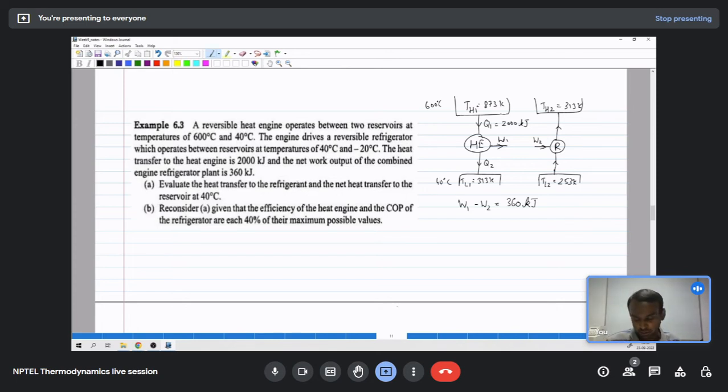In the first section of the problem, we need to evaluate the heat transfer to the refrigerant and the net heat transfer to the reservoir at 40 degrees Celsius. So I would write this as Q3 and Q4. The heat transfer to the refrigerant and the net heat transfer to the reservoir is to be found. First I would calculate the efficiencies. Efficiency of the heat engine is 1 minus TL1 by TH1, which is 1 minus 313 by 873.